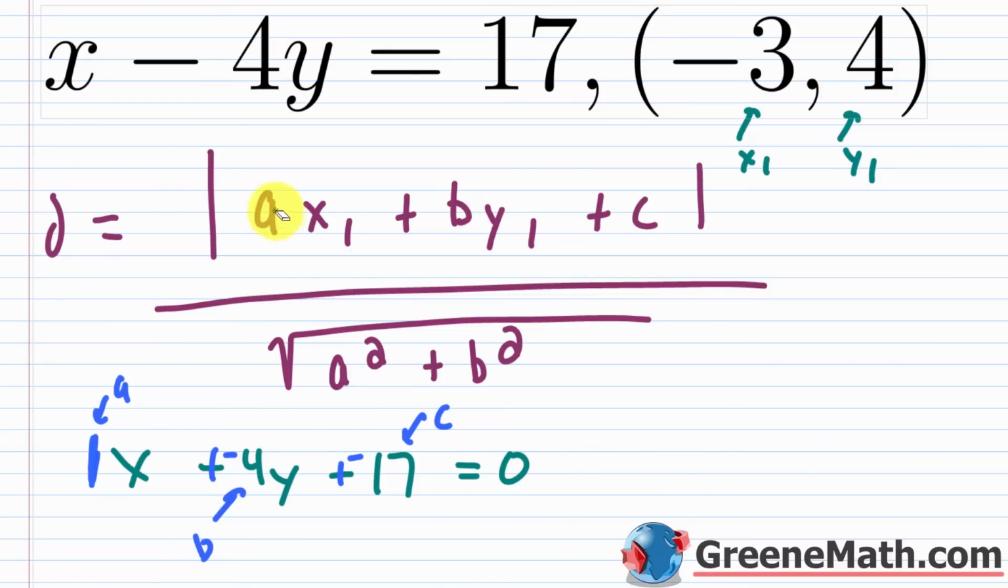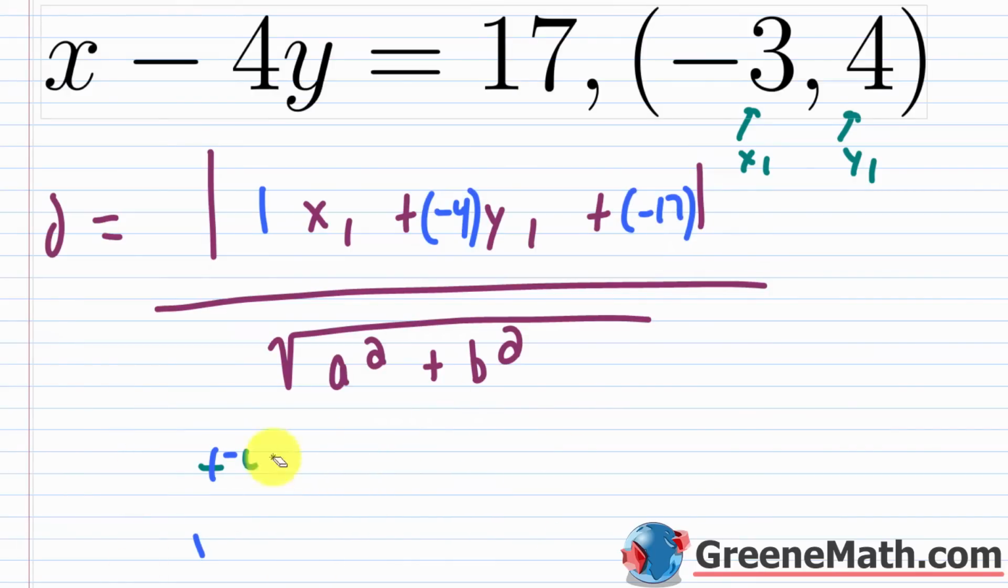So you could just plug into what we have here. So for a, you have a 1. You can write it or not write it. I'm just going to write it for clarity. Then for b, you have a negative 4. So let's put a negative 4 there. And then for c, you have a negative 17. So let's put negative 17 in there. And you can just delete this now. You don't need it anymore.